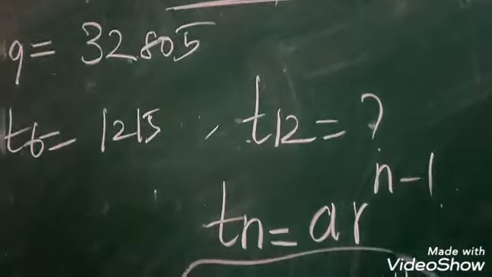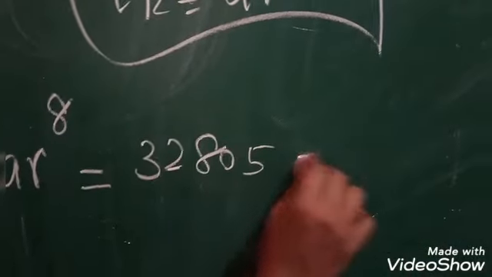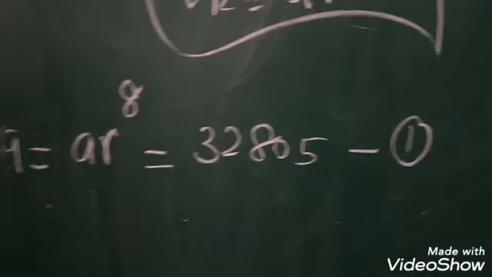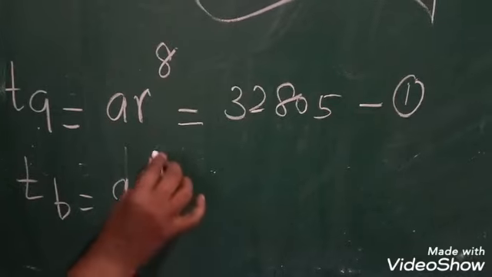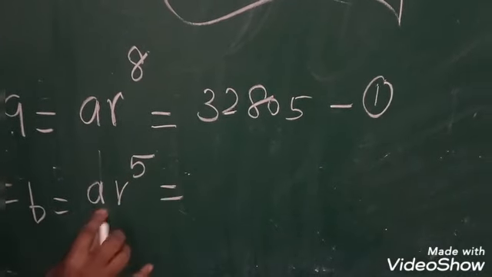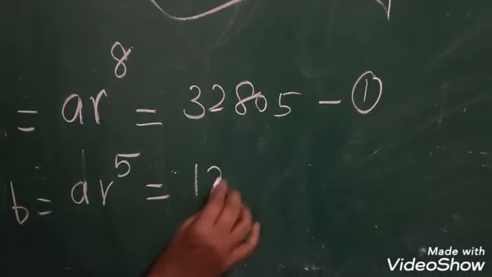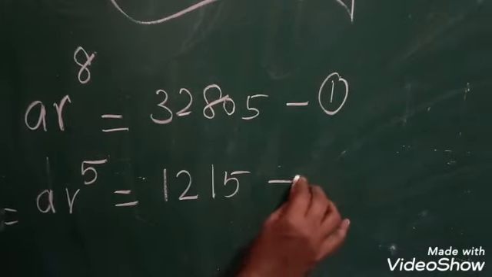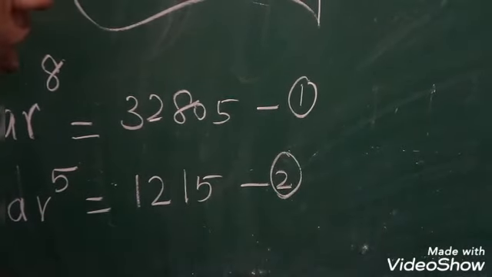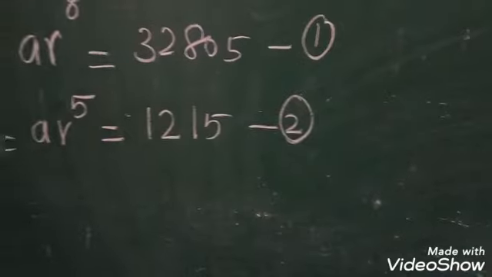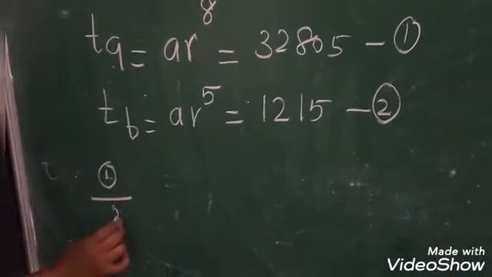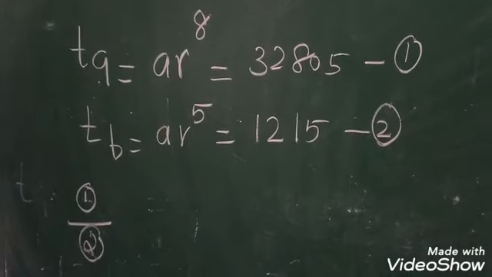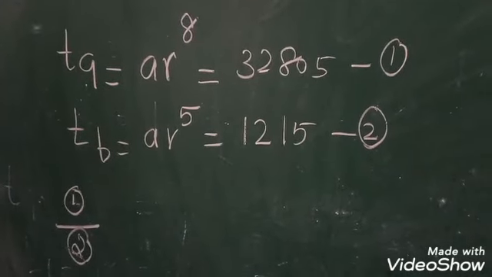Now the given is 32,805, so consider this as equation number 1. Next, T6. How do you write? A r power 6 minus 1, so A r power 5. The given is 1,215. So this is equation number 2. Now how do you find out A and R, miss? Yes. First equation divided by the second equation. Left hand side as well as the right hand side, you will get A and R.